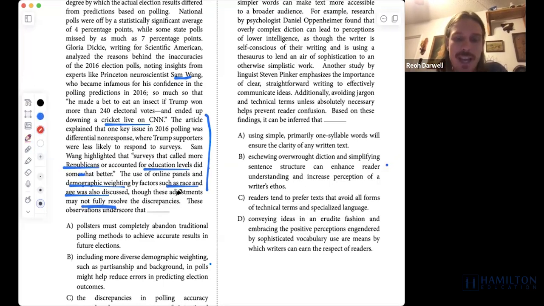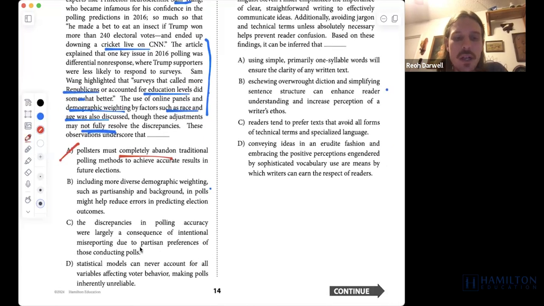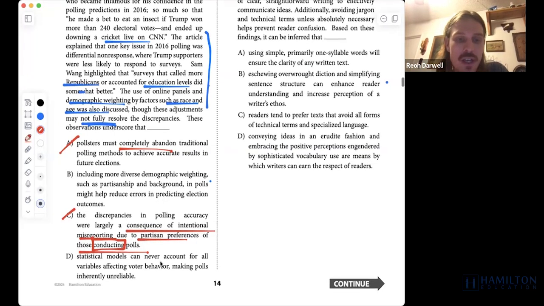I want to point out a few types of distractors we have here, right? So completely abandon, okay? That's a too extreme distractor right there. That's going too far. Then intentional misreporting due to the partisan preferences of those conducting polls, right? That is not supported in the passage anywhere. So that might be a baggage distractor, or you might be inferring too much. And then finally, here we also have a sort of too extreme distractor that they're inherently unreliable. Yeah, they might not always account for all variables, but that doesn't make them entirely unreliable, okay? So deductively, we should arrive at B.